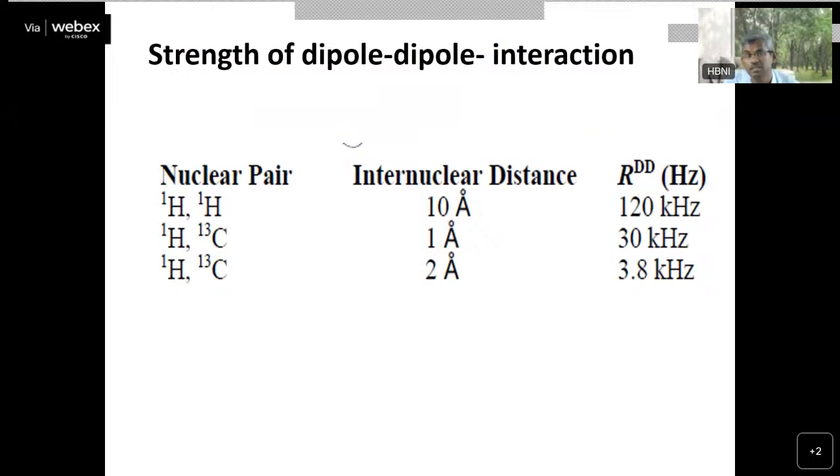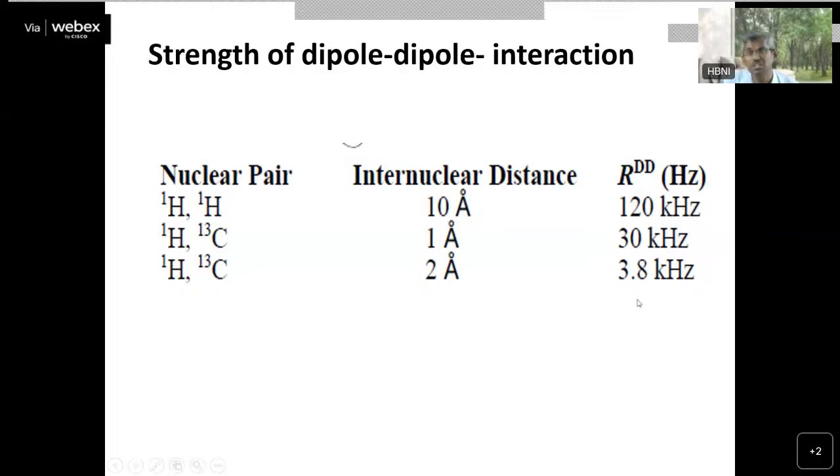So as I mentioned, the strength of the dipole-dipole interaction depends upon many parameters. Like one is the distance, I have told. As the distance increases, the dipole-dipole interaction decreases because it is inversely proportional to the cube of the distance. And another parameter, which I have also mentioned during the first lecture, also in the beginning today, is the gyromagnetic ratio. Carbon has a very small value of gyromagnetic ratio compared to proton, because among all the nuclei, proton has the highest gyromagnetic ratio.